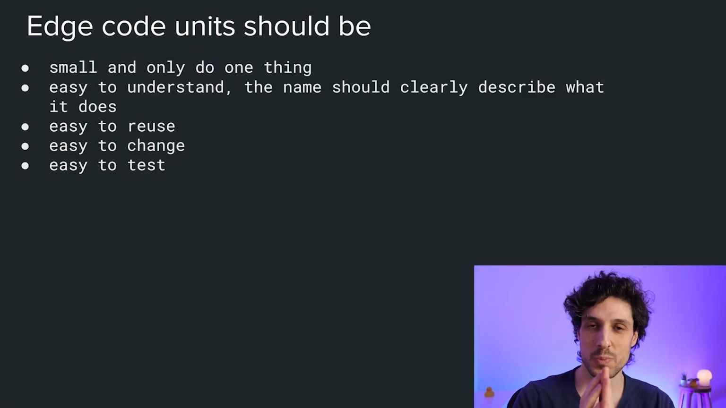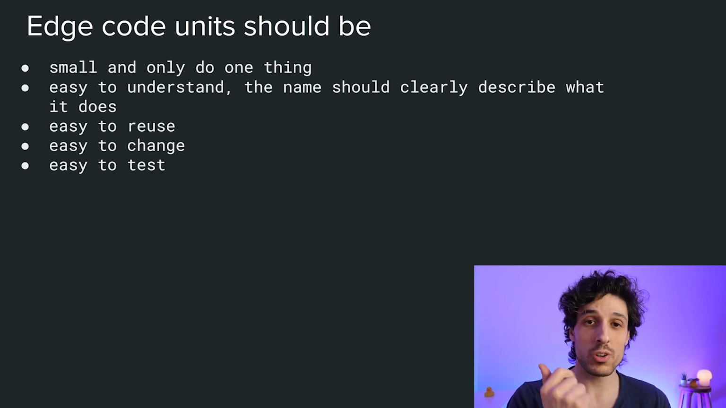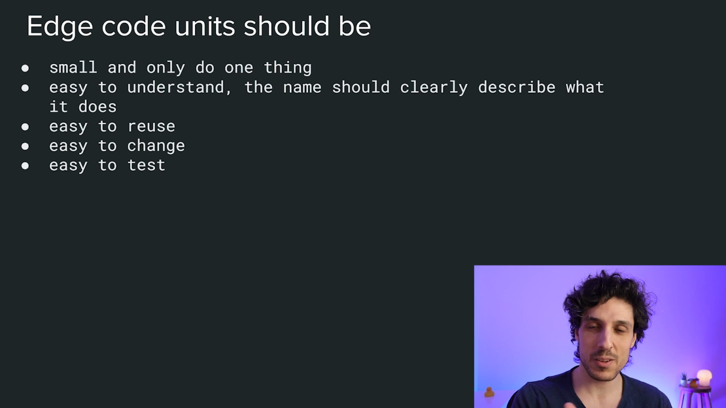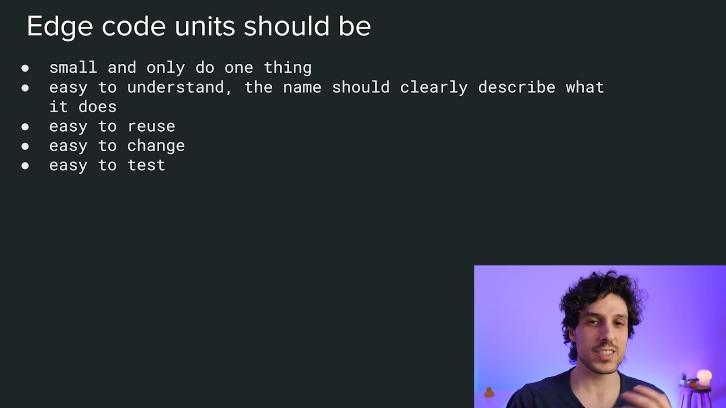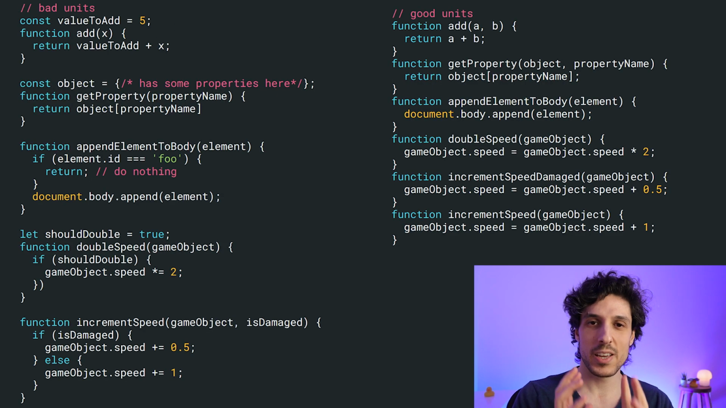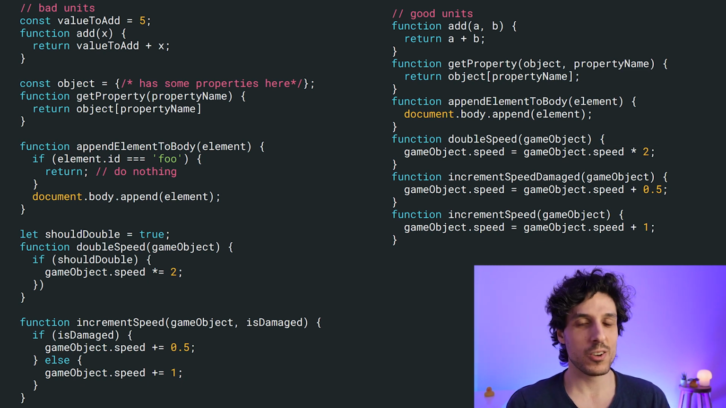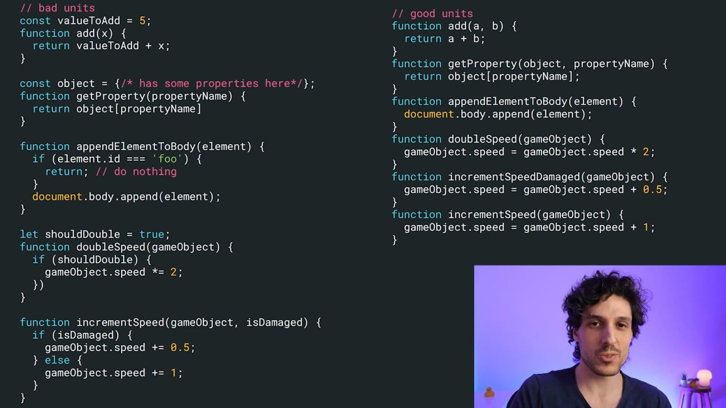And what should those functions be like? They should be small. They should only do one small specific thing. The name should clearly describe what it does so that it's nice and predictable and you understand it. And it should be independent. It should be easy to reuse, easy to change, all the good things that we learn from programming principles. And here are some examples of good edge code units and also some examples of bad edge code units.